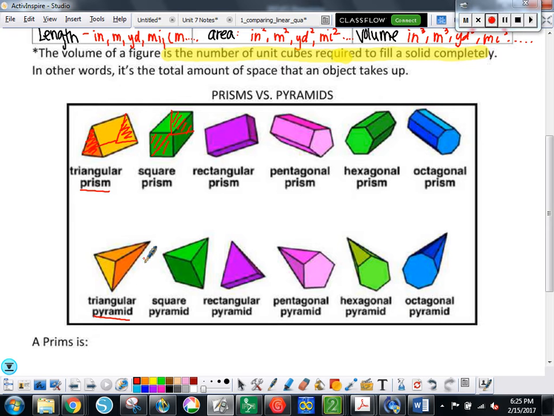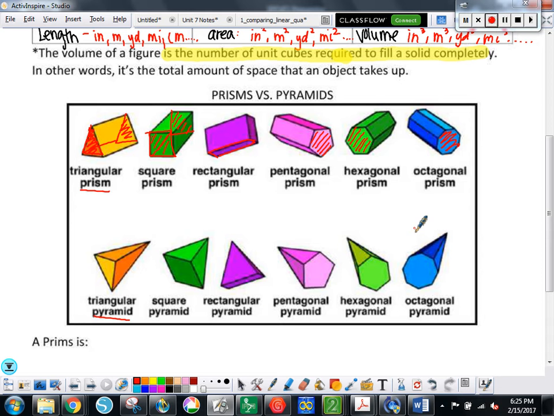Now we name it based on the shape. So this base is a triangle, so I'm going to call it a triangular prism. This base is a square, so I'm going to call it a square prism. This base is a rectangle, so it's a rectangular prism. A pentagonal prism, because that's that base shape. A hexagonal prism, because that's the base shape. Heptagonal would be a 7, octagonal would be the 8.